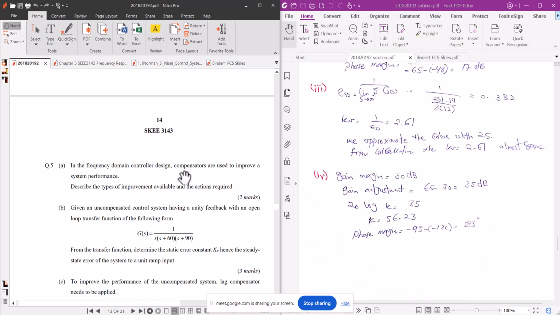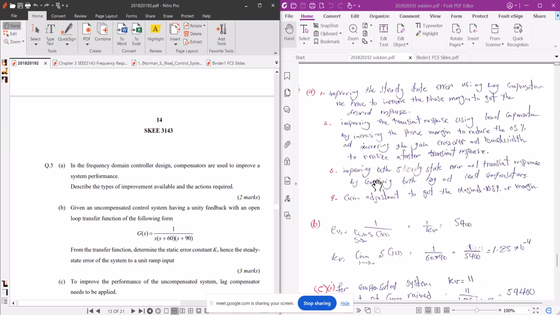Again, this is the compensator: the lead compensator, lag compensator, lead-lag compensator. For the transient response you use a lead compensator, for steady state response you use a lag compensator, and you can also use both combined, which will become a PID controller. So these are all explained in the slides and also here.